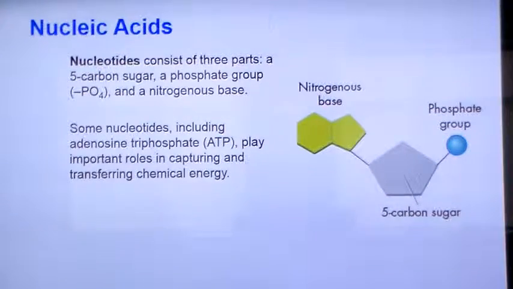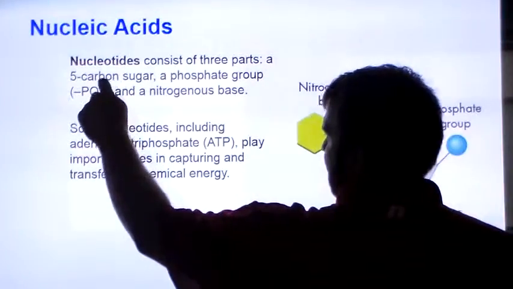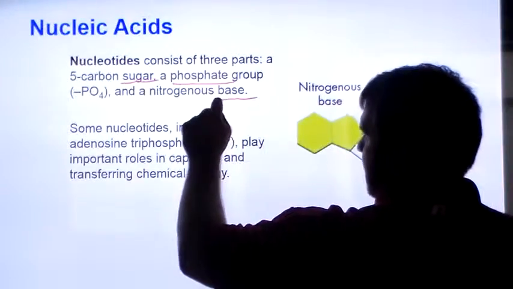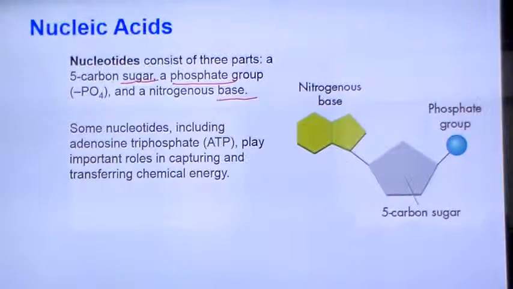Nucleotides are made up of 3 parts. All I want you to write down right now is that they are made up of a sugar, a phosphate, and a base. That's what nucleotides are made up of. This becomes very important to us when we start talking about DNA and RNA. A sugar, base, and a phosphate group.